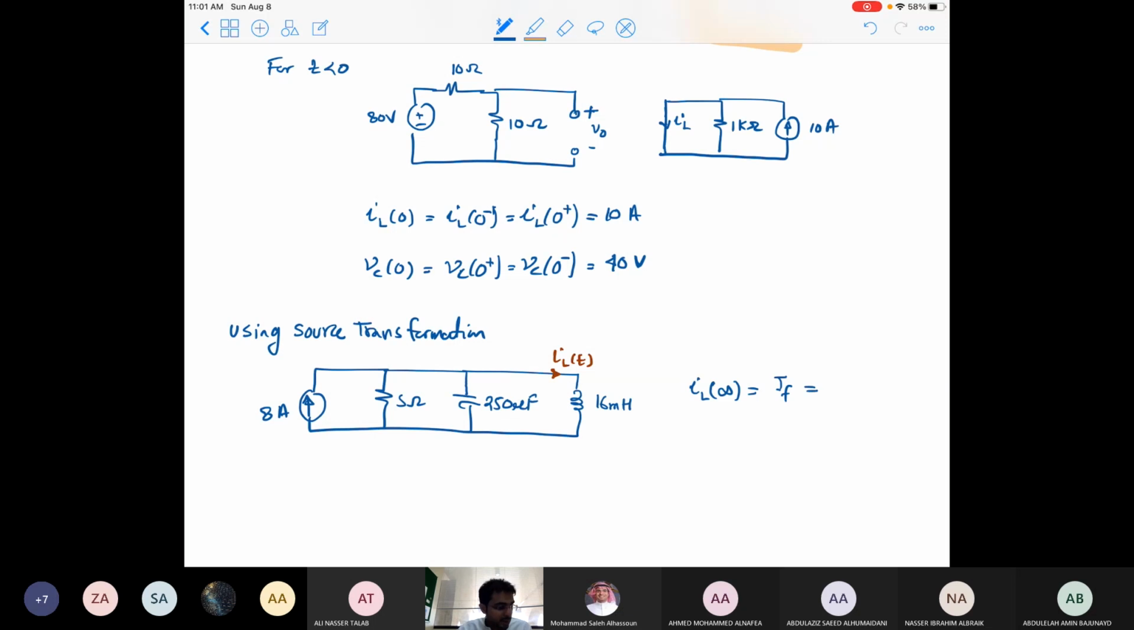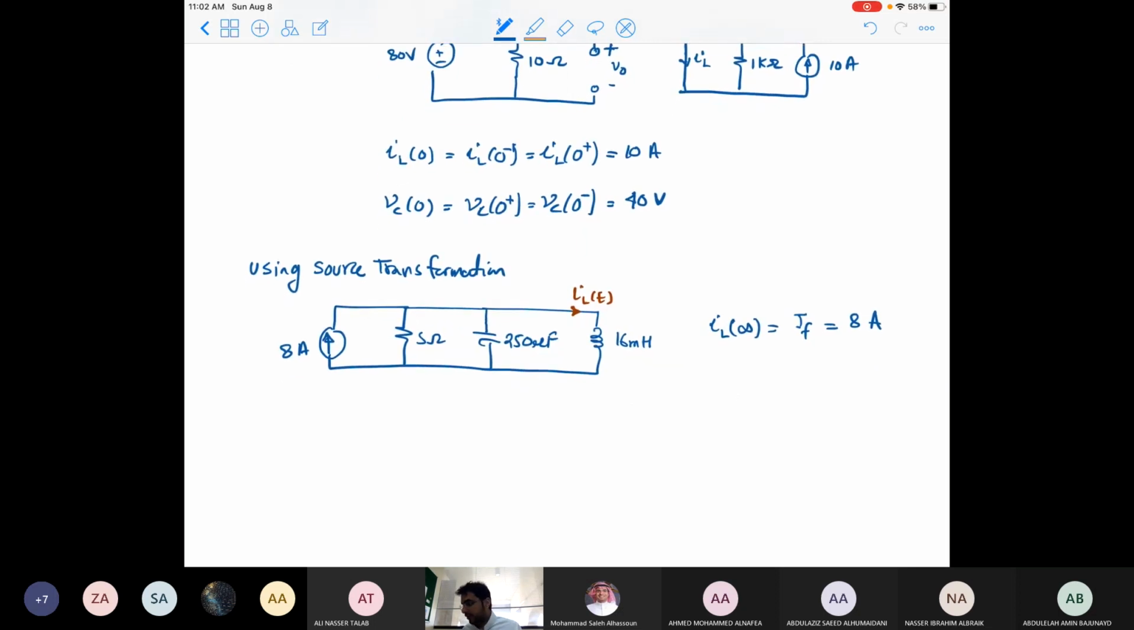Again, as t approaches infinity, the capacitor will behave like an open circuit, the inductor will behave like a short circuit. So you'll have a short circuit in parallel with 5 ohm resistor and in parallel with the current source. So the equivalent resistance will be 0. So all of the current will flow in the short circuit. The final value will be 8 amperes.